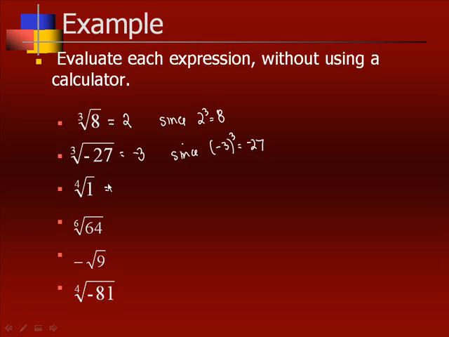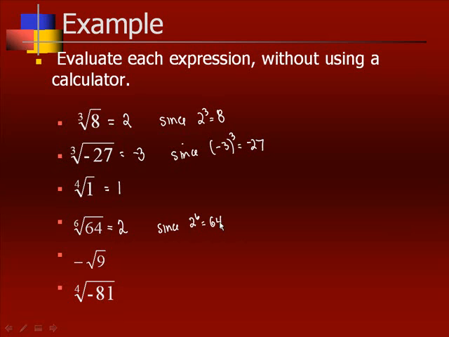Now, the fourth root of 1 means what times itself 4 times would give us 1. That would just be 1. The sixth root of 64 means what times itself 6 times would give us 64. That would be 2, since 2 to the 6th power is 64.